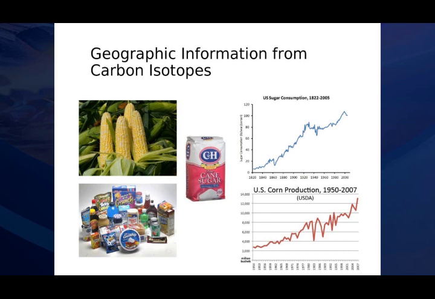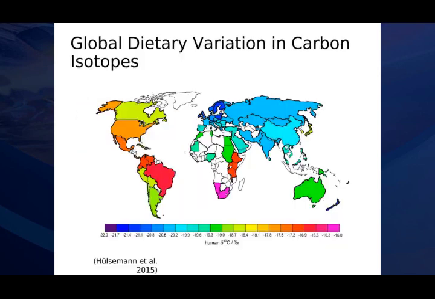So you would expect that, and we see this in isotope studies, that many US Americans have fairly high carbon isotope values, suggesting significant contributions of C4 resources to their diet, such as corn and corn products, as well as sugar. And previous work by Husselman and colleagues in 2015, and this is a very incomplete perspective based on a very limited sample, but it does show you there's some regional patterning in carbon isotopes globally.